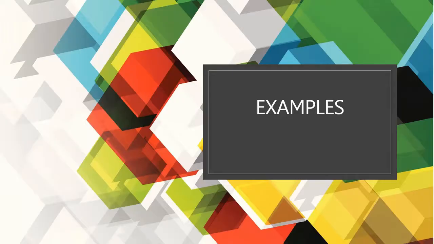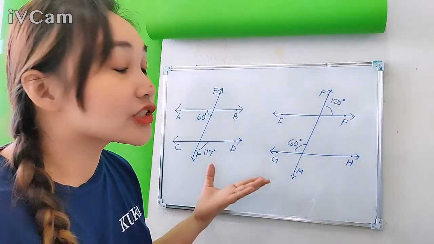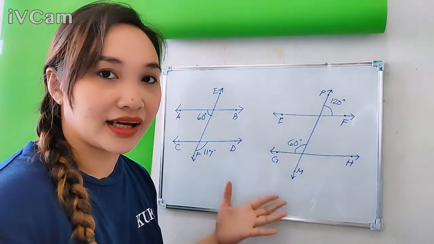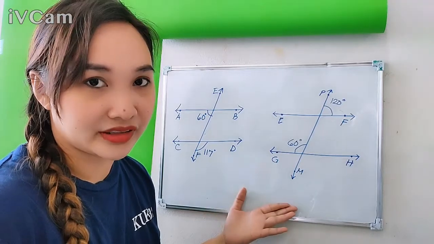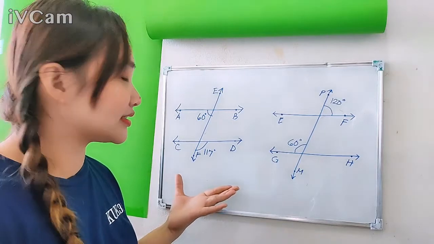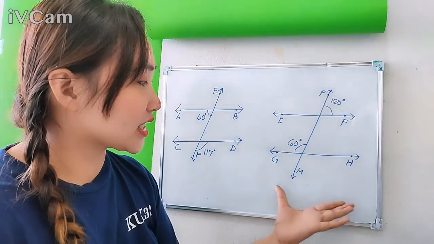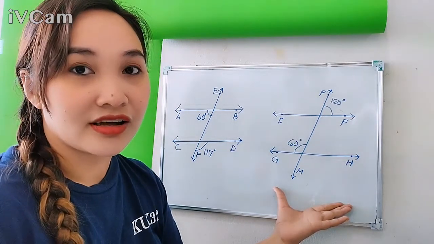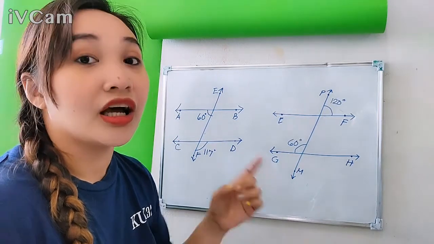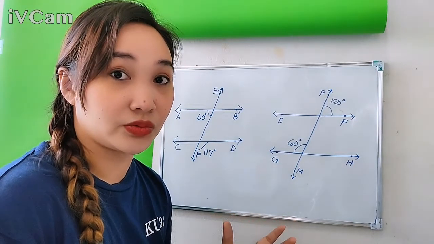Okay, so I have here figures. Let's try to identify which lines are parallel. Is it line AB and CD, or line EF and line GH? Let's try to check if this is parallel or not using the different angles that I gave you.